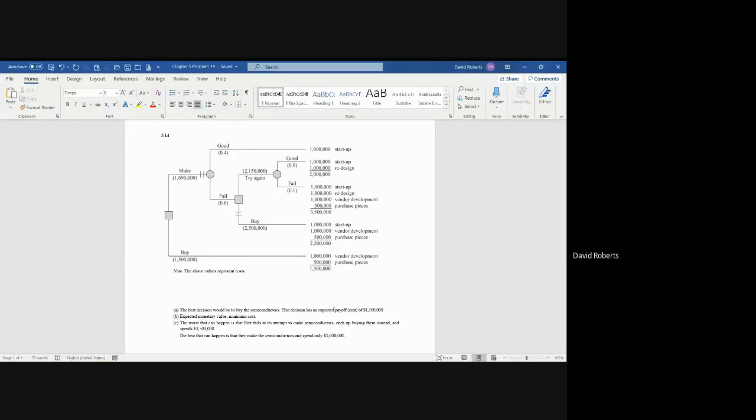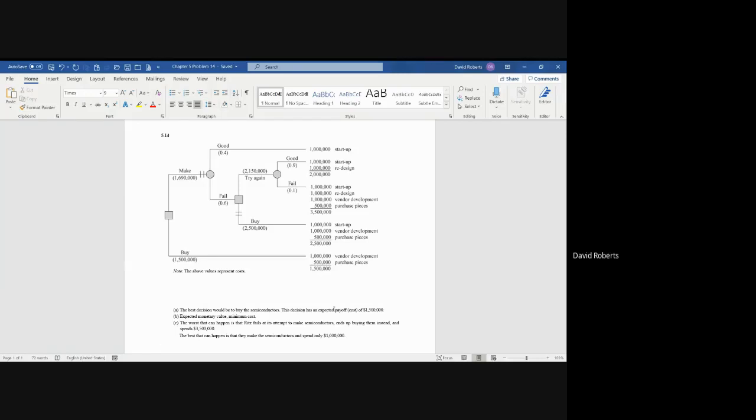Chapter number 5, problem number 14. This has been a challenging problem for students in the past because of the levels of the tree that it goes to. The tree will stay the same. What will change in your problems will be the numbers.